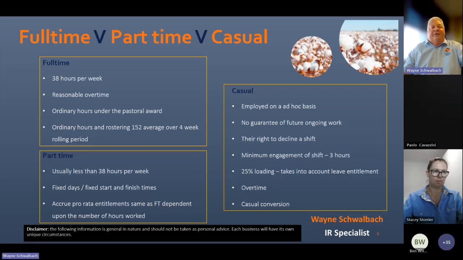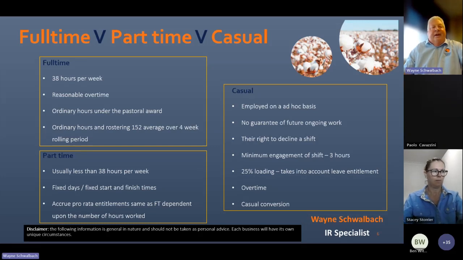For that, the casual has a right to decline a shift. So Wayne, I don't need you till Friday, and I've got a second job or I've got something else on, I can decline that shift. Are you meant to harm the employment by asking them or insisting that they have to work? No, you can't. You cannot do that. So that can't happen. Minimum engagement, as I said, for a casual is 3 hours.